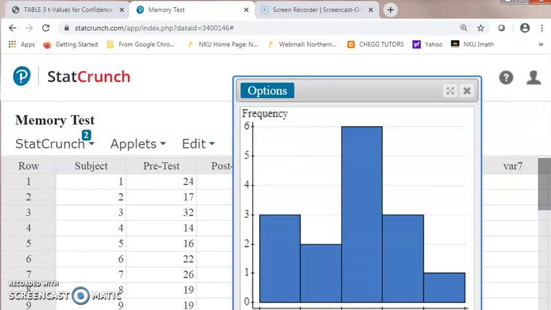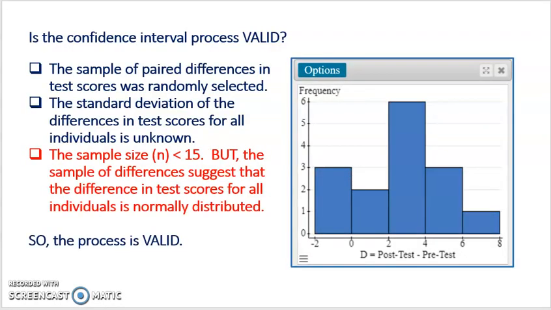I've copied this onto my PowerPoint file. So the sample size is less than 15. That's a red flag. But if I examine this sample of differences, which look relatively symmetric, these sample of differences suggest that the difference in test scores for all individuals is normal. So we have a random sample of difference in test scores. The standard deviation of the test scores for all students is unknown. And the population, it is suggested, is normal. So the process is valid.